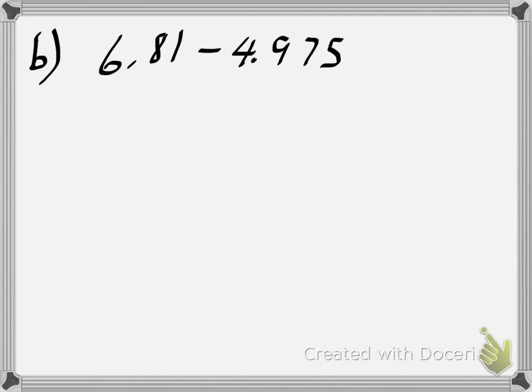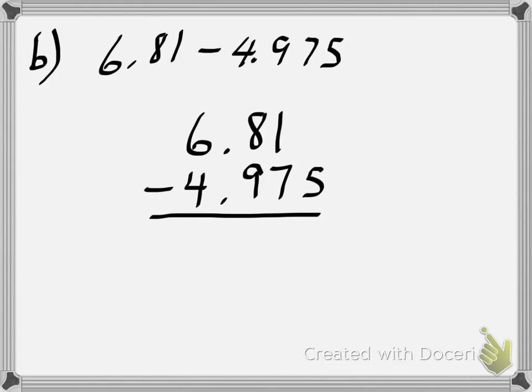For B, we have 6 and 81 hundredths minus 4 and 975 thousandths. So once again, we're going to line everything up so that we have like terms. So 4 is in the ones, 9 is in the tenths, 7 in the hundredths, and 5 in the thousandths. And we're going to subtract.